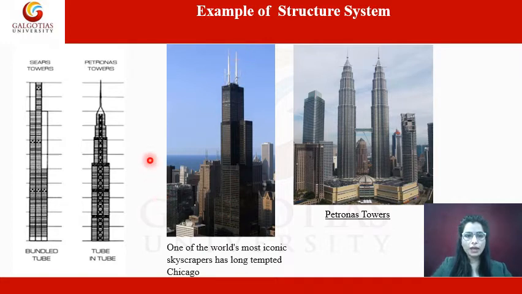Next we have Petronas Towers, which have a structure system like tube in tube. You can see here the section of the Petronas Towers, and the structure system is tube in tube. Basically Petronas Towers are the most renowned landmark building in Kuala Lumpur, Malaysia. The twin towers are both 452 meters tall, and they were the tallest buildings in the world from 1998 to 2004. So these are examples of the different types of structure system.